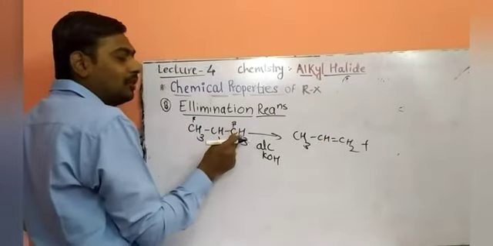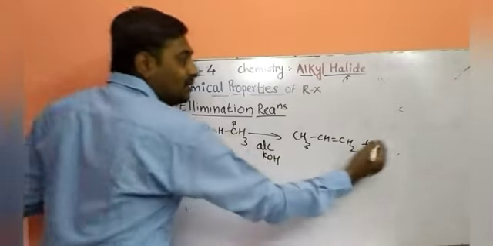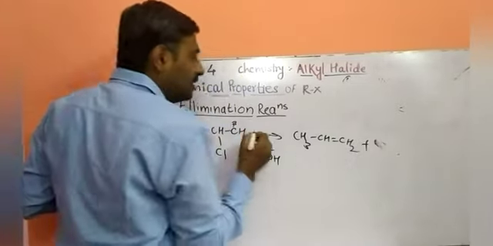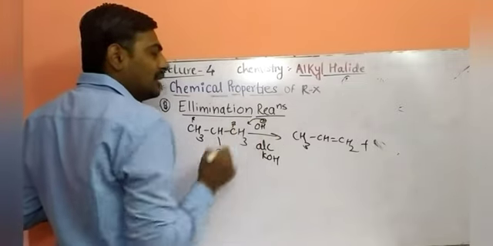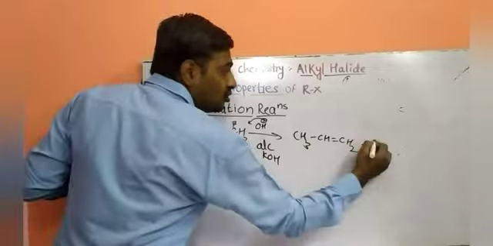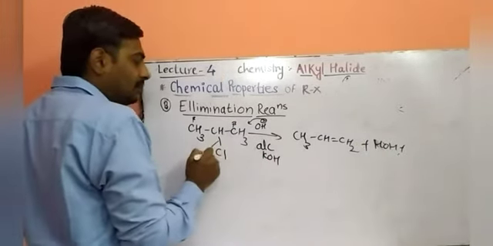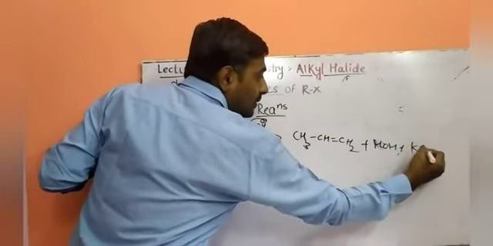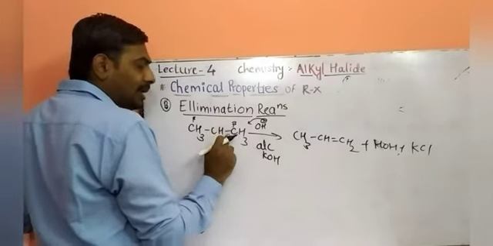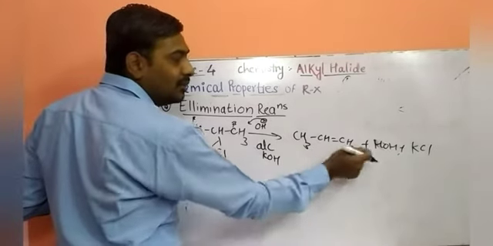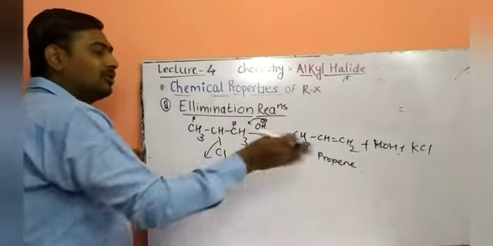If you abstract this proton, what is the nucleophile in this molecule? What is the basic system in this molecule? OH acts as a base. So it abstracts this beta hydrogen, giving H2O as a byproduct. Again KCl is the second byproduct, and CH3 CH double bond CH2, that is propene, is the product. No matter, the molecule is symmetrical.